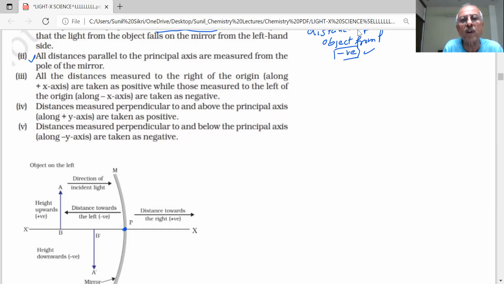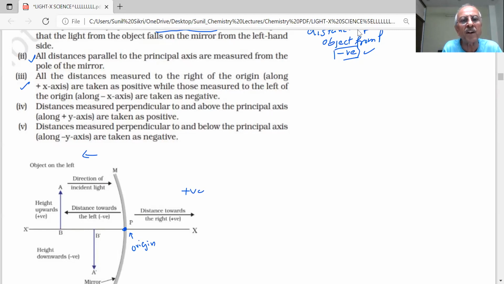All distances measured to the right of the origin along the axis are taken as positive. All those on this side will be positive, to the right of the origin. What is the origin? This is our origin, the pole. So all distances towards this side will be positive, while those measured to the left of the origin, this is my left of the origin, will be taken as negative. Is it clear? Third one, rule 3. This is the sign convention which will be used in the mirror formula, which I am going to give you.